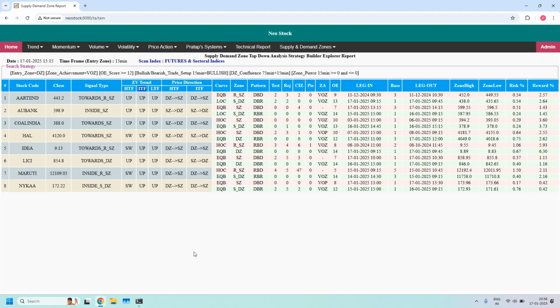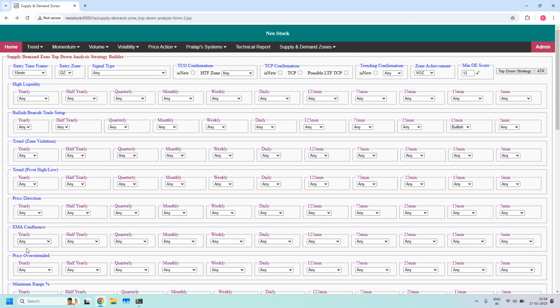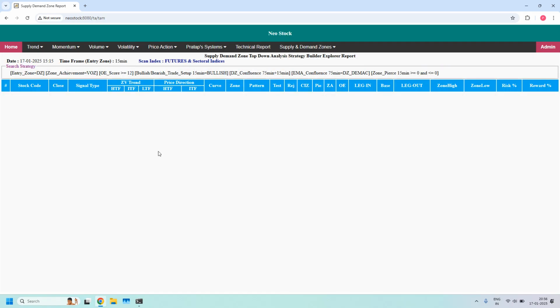75 minutes trend is uptrend. Because 15 minutes zone is part of the 75 minutes zone, and if the 75 minutes demand zone is having daily EMA confluence, there are even more high probability setup supported stocks. Let's verify. In the EMA confluence at 75 minutes time frame, I am setting 75 minutes demand zone having daily EMA confluence filter. With this filter, we did not get any stocks. That means none of the 75 minutes demand zones are having daily EMA confluence, even though 15 minutes demand zone is part of the 75 minutes demand zone.